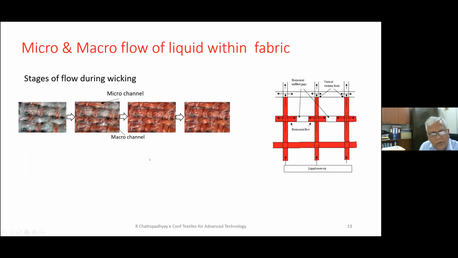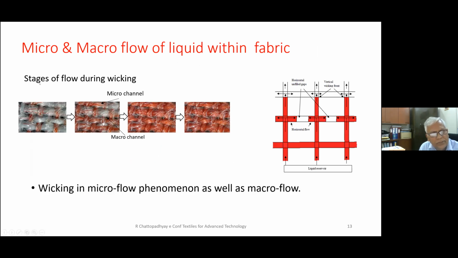Then the wicking in the fabric also we have studied. This shows the stages of the flow of the liquid in the fabric, and these are static images taken from the video images. This is the beginning of the very first stage of flow. What we see here is that the liquid has just started getting inside the fabric. This is the second stage, this is the third, and this is the fourth stage.